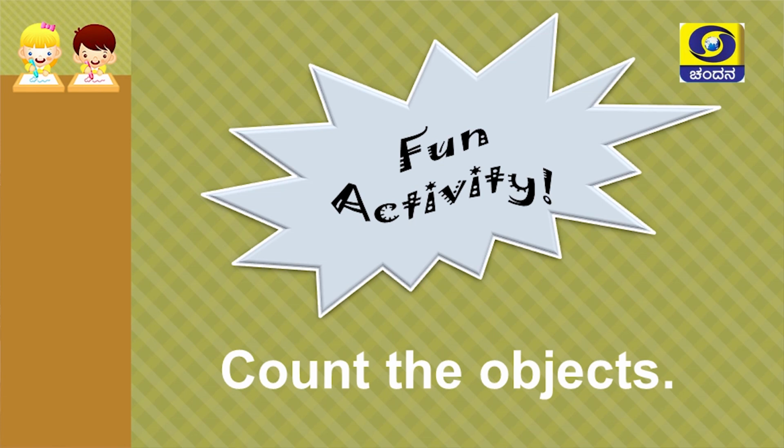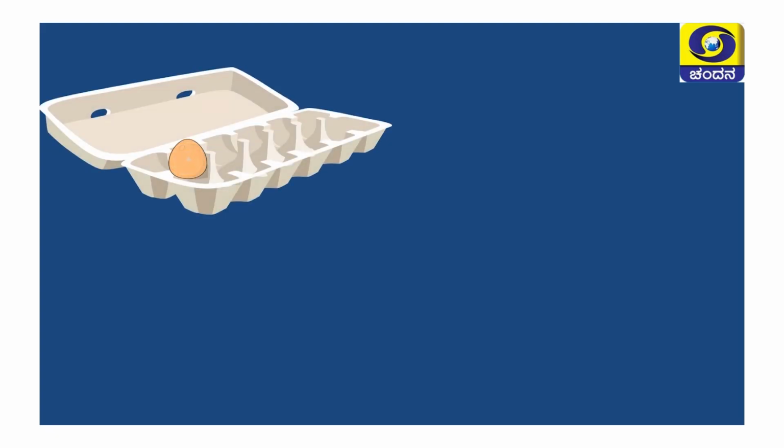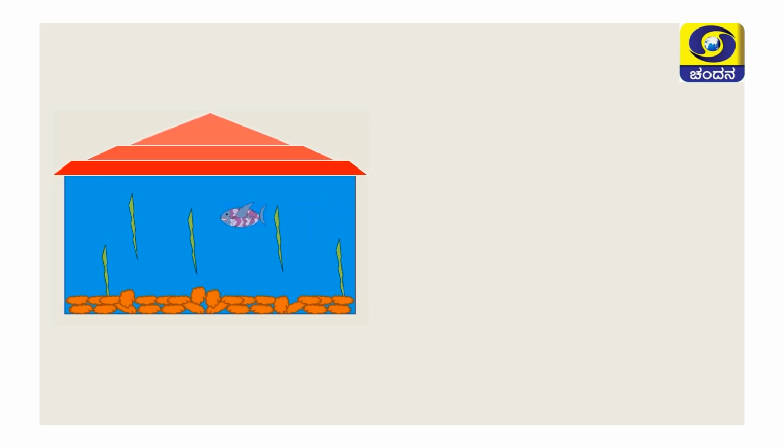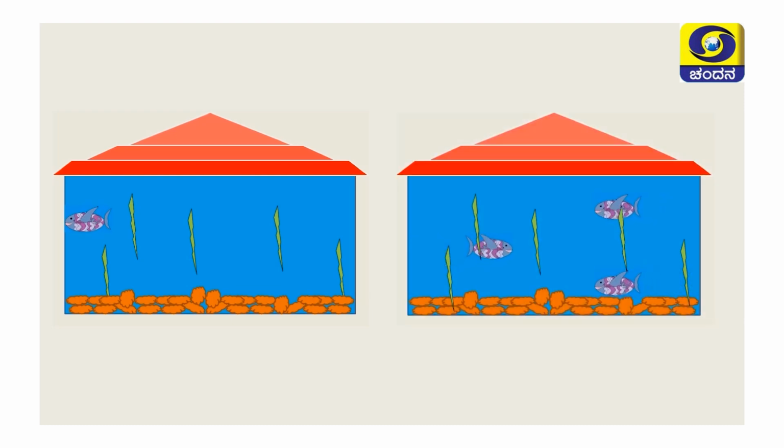I'm going to show you some objects. You will have to count how many are there. Shall we start? How many eggs do you see in the picture? 1, right. Now, how many eggs do you see in this tray? 1, 2, 3, 4. Very good. Now, how many fishes do you see in this aquarium? 1, right. Now, how many fishes do you see in this aquarium?